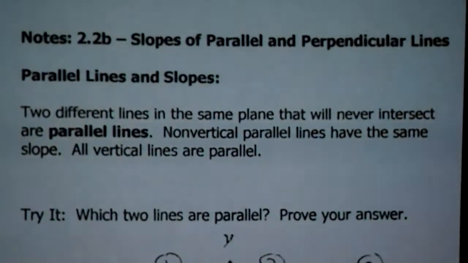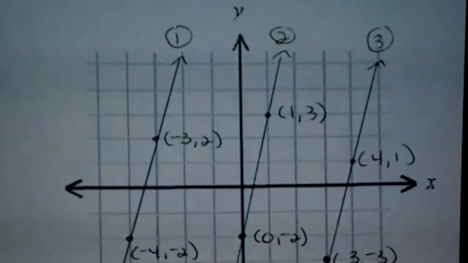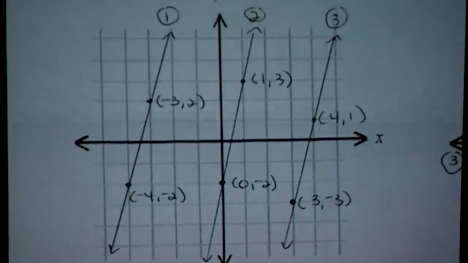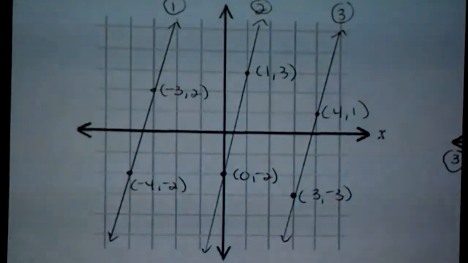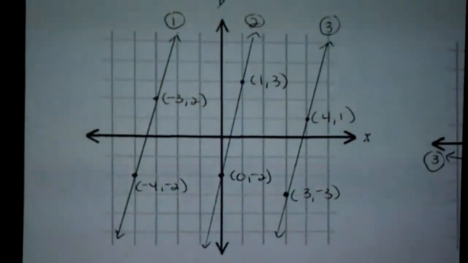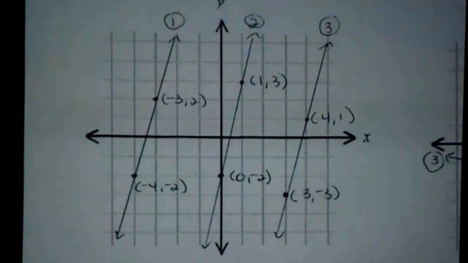But they don't have to be horizontal or vertical. They could also look a little something like this. So I have three graphs here, 1, 2, 3. And it's our job right now to figure out which lines are parallel. Now, if you look at these, it kind of looks like all of them are, but we have to justify that. It says which two lines are parallel. It tells you only two of these are. And they ask you to prove your answer.